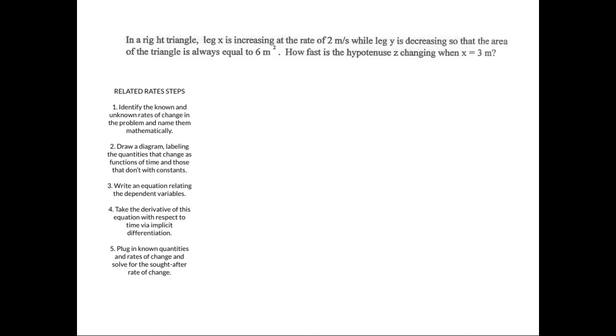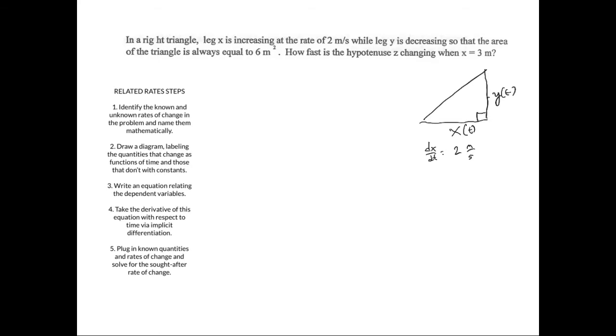So I'm going to start by drawing my diagram. I have a right triangle, poorly drawn. And it says leg x is increasing at a rate of 2 meters per second. So I have a leg that's increasing, so we're going to call that a variable, x. And its rate of change with respect to time is 2 meters per second. Now that's positive because it's increasing. And it says that leg y, so there's a variable. By the way, both of these are variables in terms of time.